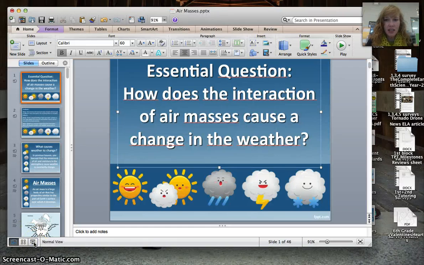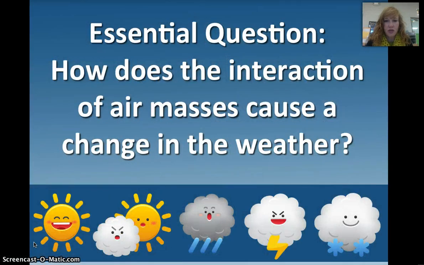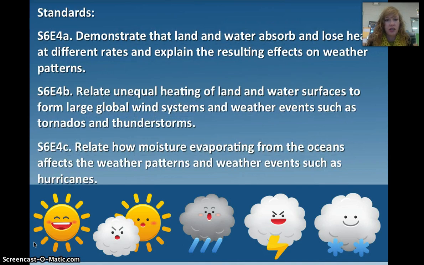Okay, as we start this next module, we're going to actually now look at weather and weather fronts. And here's our essential question. It is, how does the interaction of air masses cause a change in the weather? So really, in this video, I'm just going to talk about what an air mass is and the different types of air masses that affect our weather here in the United States.